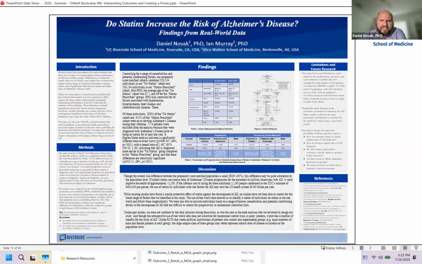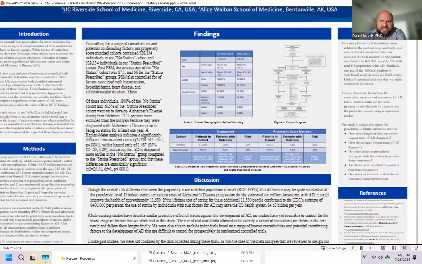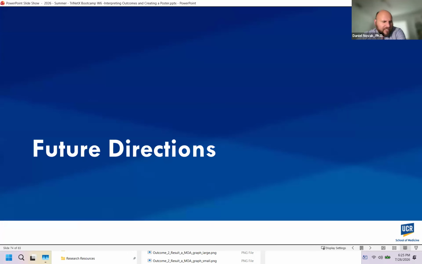One of our students presented a version of this at the regional conference in Los Angeles last year, and we made some improvements to it, and we adjusted the methods and stuff like that, and reduced the amount of text.